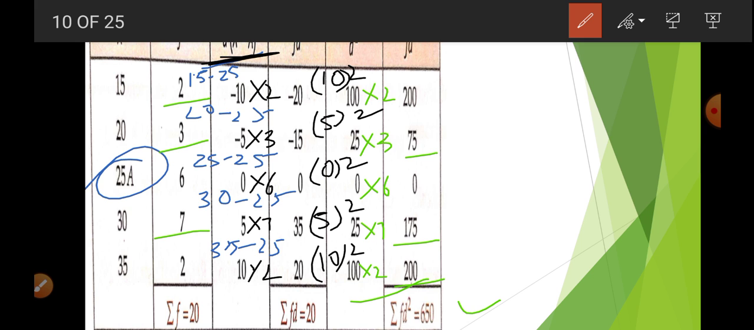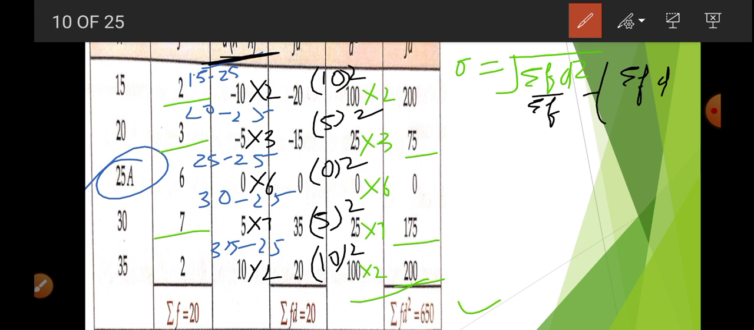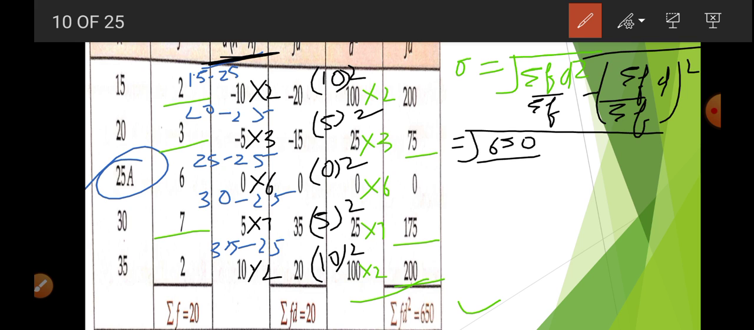Now use the equation. So the standard deviation is equal to the square root of sigma fd square upon sigma f, minus, in the bracket, sigma fd upon sigma f, whole square. Okay, so this is your equation. Now we are going to put in the values. So it is the square root of 650 upon 20, minus, sigma fd is 20, so in the bracket 20 upon 20, whole square.